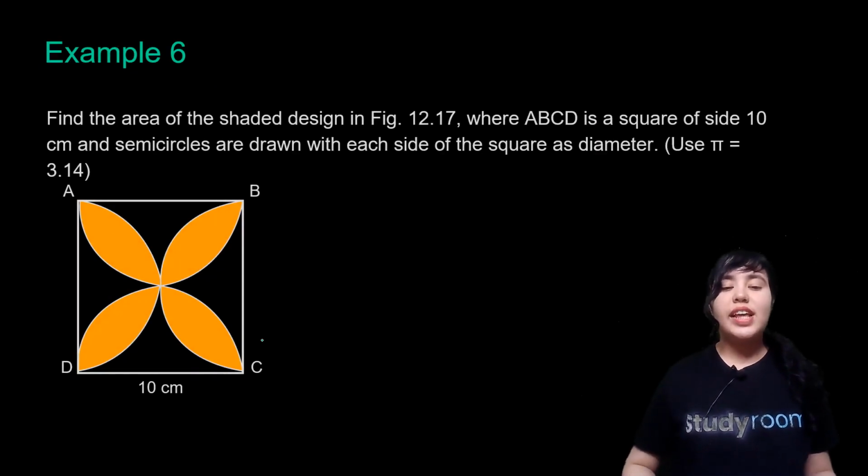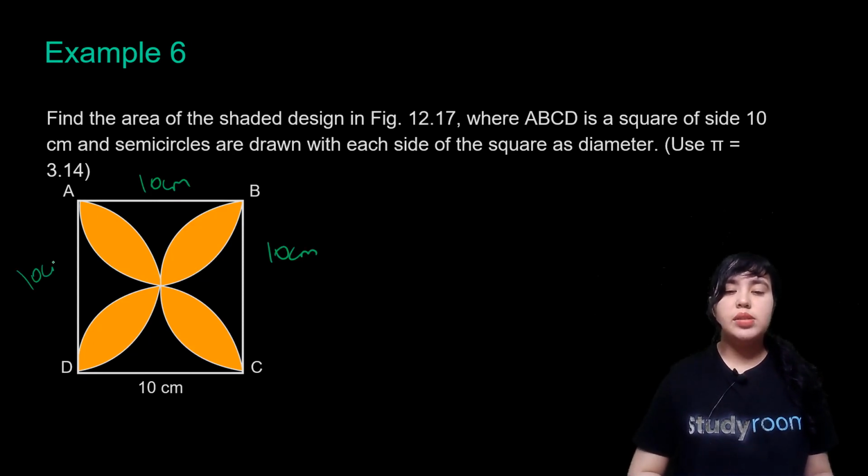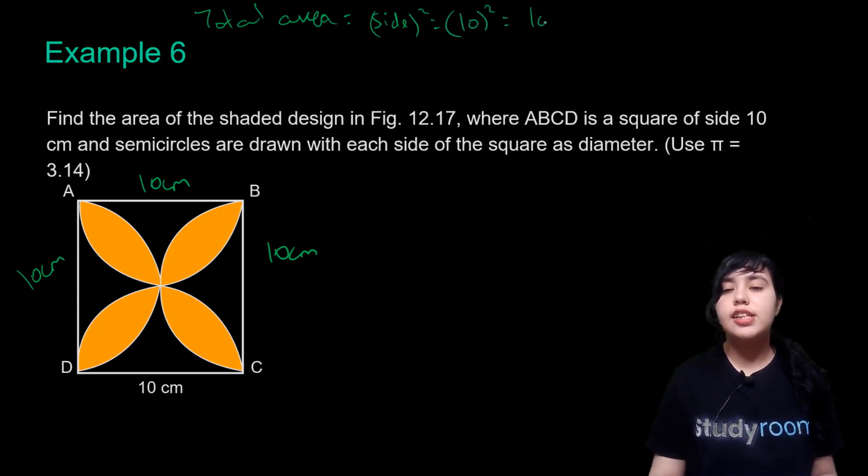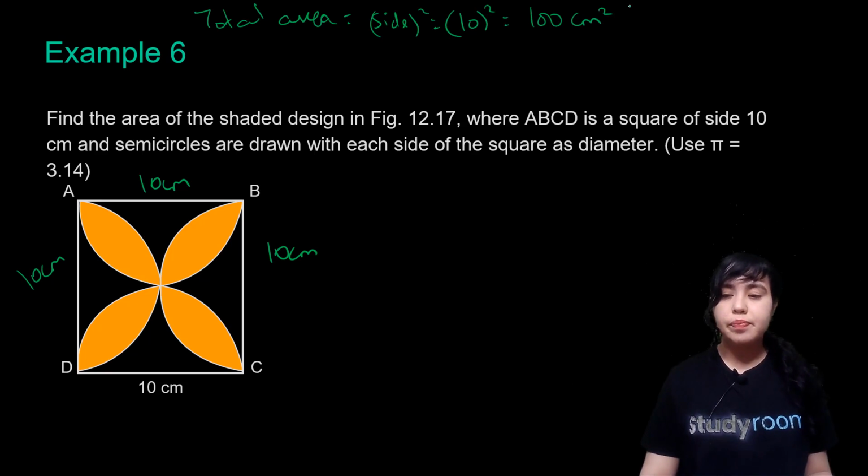So here it looks like a beautiful flower. The petals of a flower are given to us, and you have to find out the area of these petals only, the shaded design. So here ABCD, as you can see, is a square of side 10 centimeter. So it automatically means that all sides are of 10 centimeters. So can you find out the total area over here? The total area is basically area of square, that is side square. Each side is of 10 centimeters, so 10 square, that is 100, unit being centimeter square.